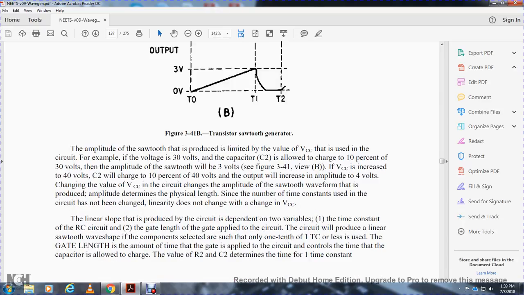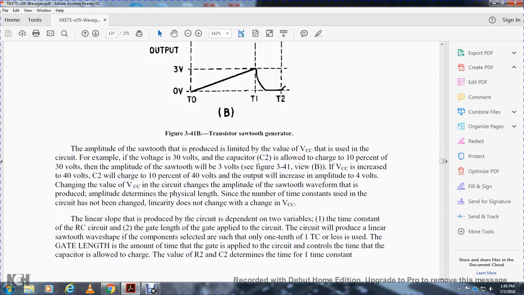The amplitude of the sawtooth that is produced is limited by the value of the collector voltage. In the circuit, for example, with a voltage of 30 volts, the capacitor is allowed to charge to 10% of the 30 volts. The amplitude of the sawtooth is 3 volts. If the collector voltage increases to 40 volts, the capacitor charges to 10% of 40 volts, and the output will increase in amplitude to 4 volts, following the value of the collector voltage. The circuit changes the amplitude of the sawtooth waveform from its produced amplitude, which determines the physical length, by the number of time constants used.